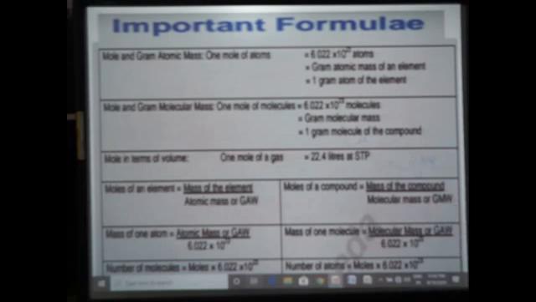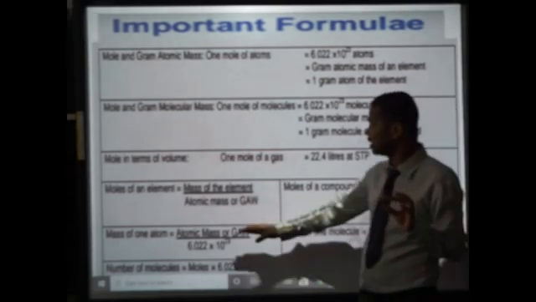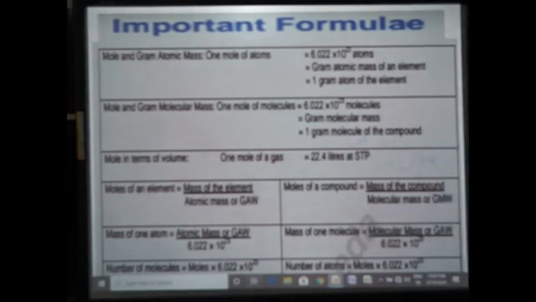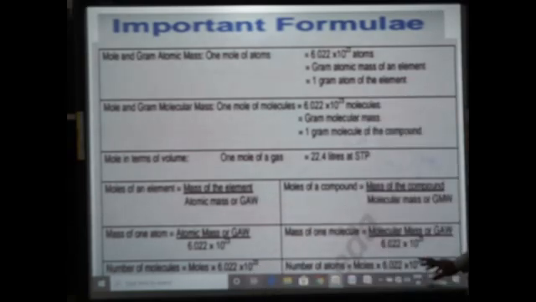Then moles of an element is equal to mass of the element divided by atomic mass or GAW. Then moles of a compound is mass of the compound divided by molecular mass. If you have to find the mass of one atom, you can divide atomic mass by Avogadro's number. Number of molecules is equal to moles into 6.022 into 10 power 23. Number of atoms is equal to moles into 6.022 into 10 to the power 23. Same thing. Here you will have molecules, here you will have atoms.